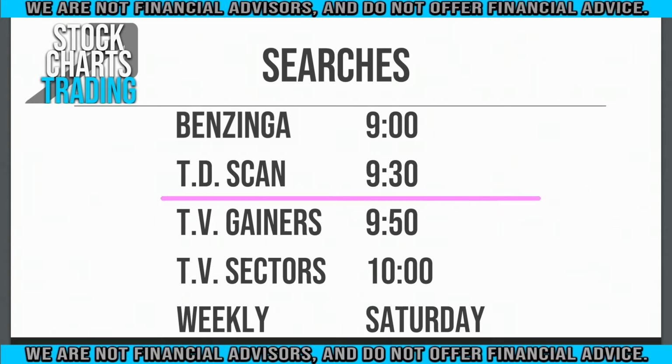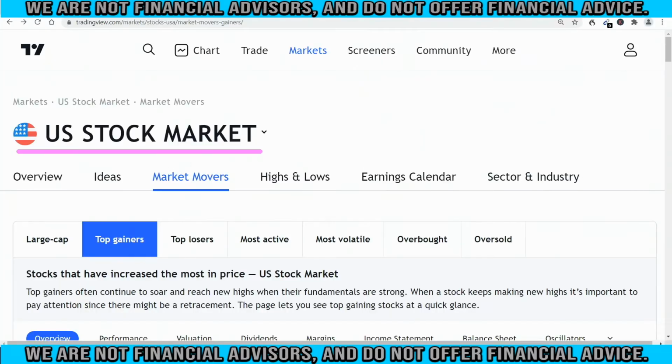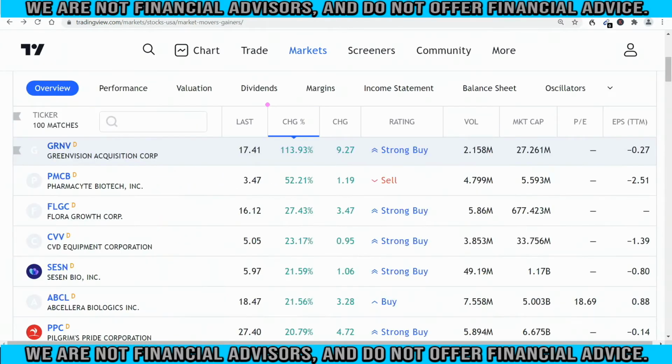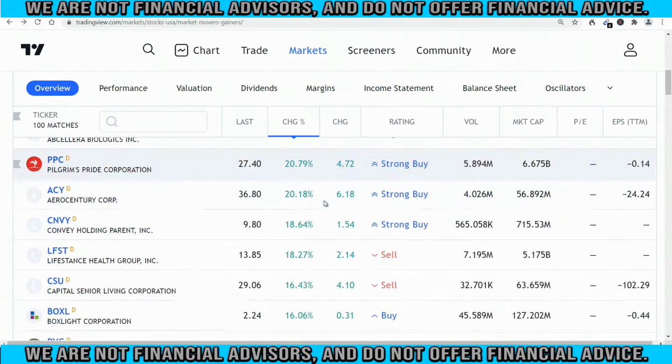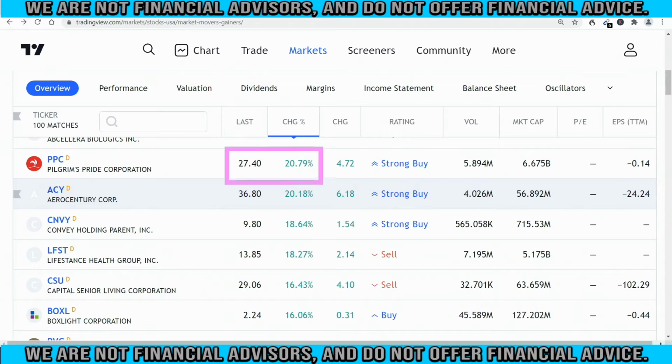Once I'm aware of what I need to double down on, I keep the process going, looking at TradingView gainers. When I'm done with that, if I haven't found anything, I'll go to TradingView sectors and industry. TradingView, US stock market, market movers, top gainers. I love this one because it already sets the top percentages in order for you. So all you have to do now is just scroll down, find something near $30, and again, and again, and again. Click on the ticker.